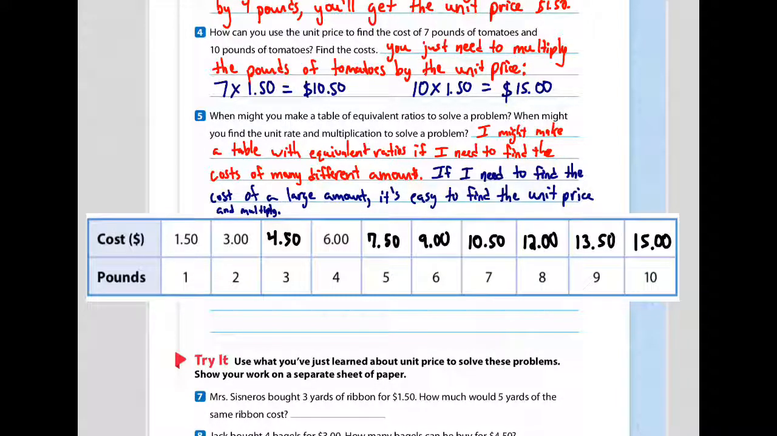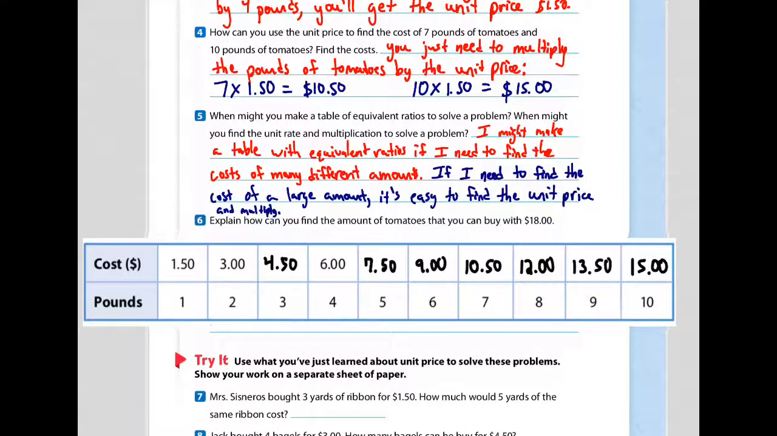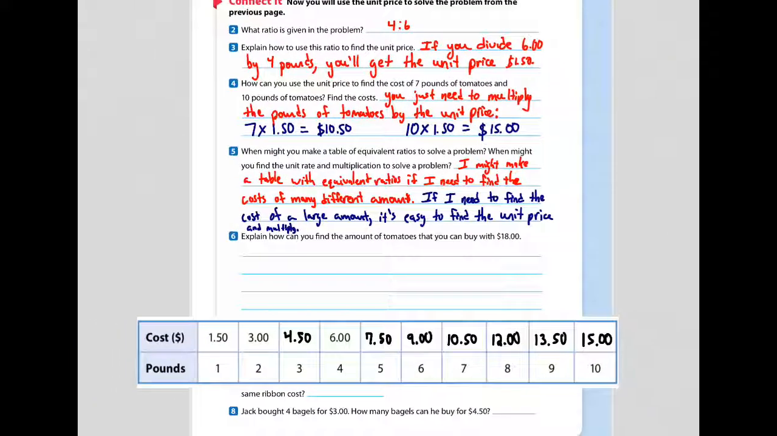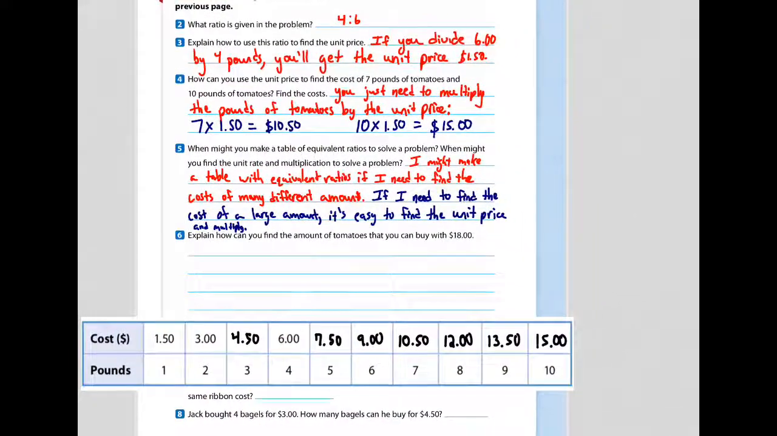All right, last one you had to do here, let me move this table down, was number 6. And it says, explain how you can find the amount of tomatoes that you can buy with $18. Now, I am thinking if I wanted to find for $18, and there's many different ways you could do this, but I know I can add on to my table here.